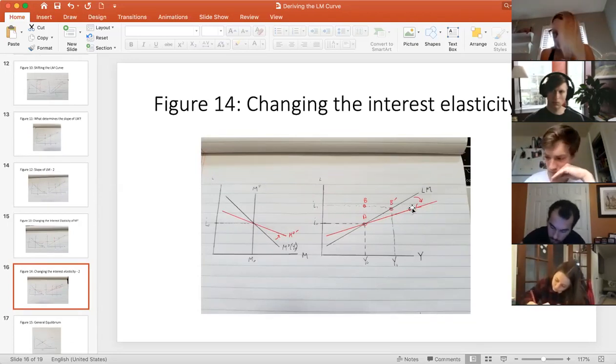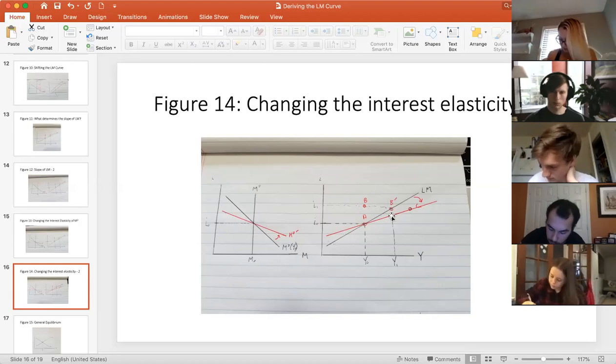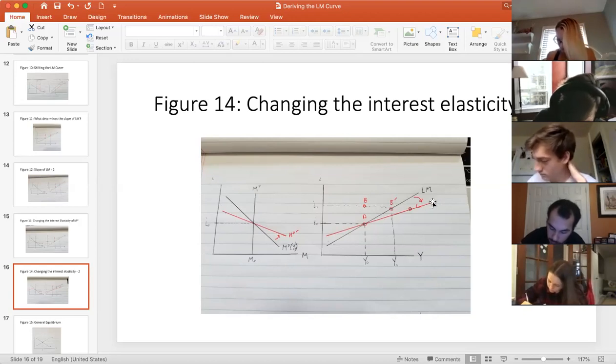Which means that what happens to the LM curve when you increase the interest elasticity of money demand? It flattens. Notice the money demand curve gets flatter. The LM curve gets flatter. That's no accident. Does that make sense, Jess?